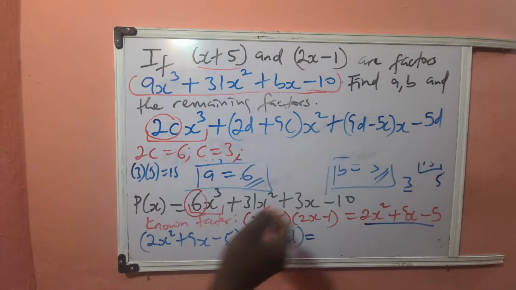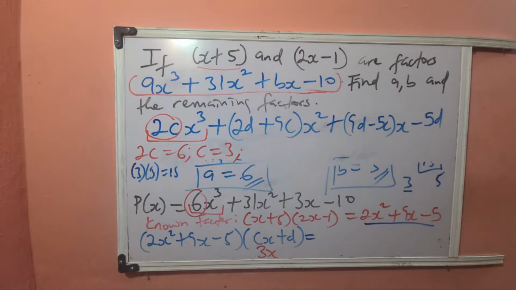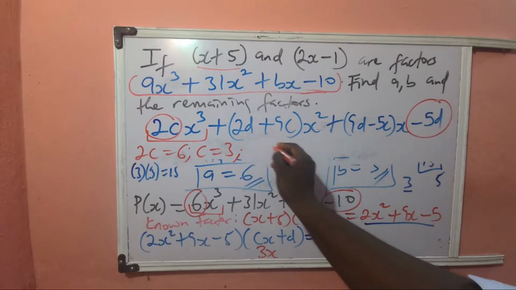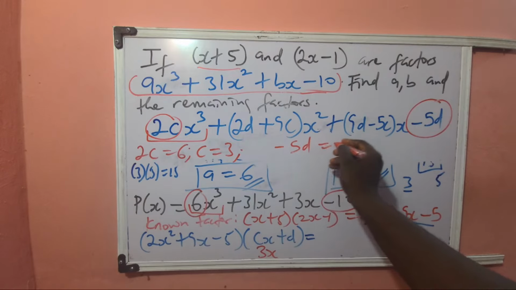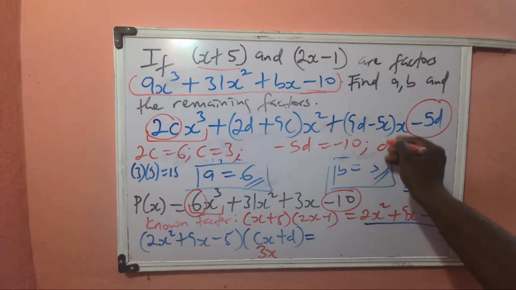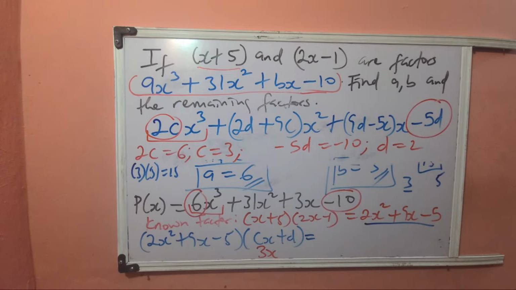For the d part, I can look at this part here easily. This is minus 5d. This is minus 10. So I can easily say minus 5d is equals to minus 10. Of course, in this case, my d will be equals to 2. So obviously my d is 2, so plus 2. So the other factor I'm looking for is actually 3x plus 2. That's how you solve these questions, nice and neat.